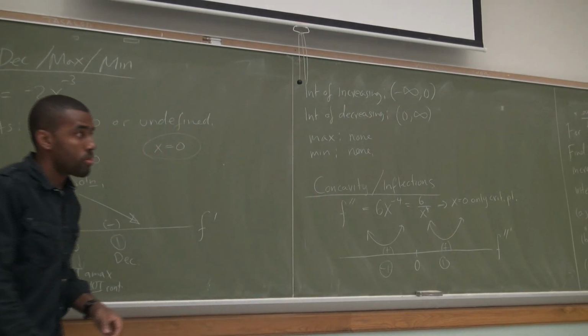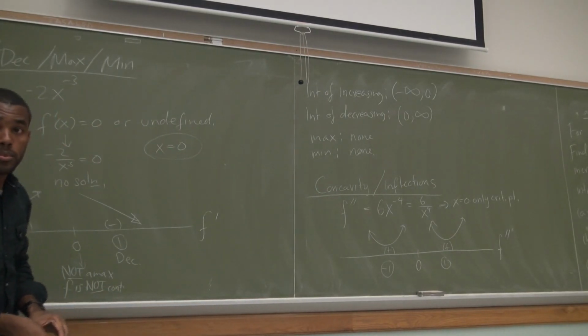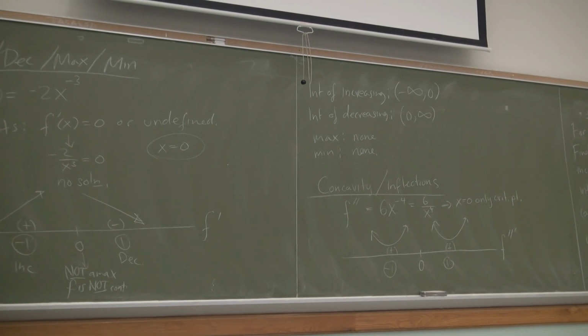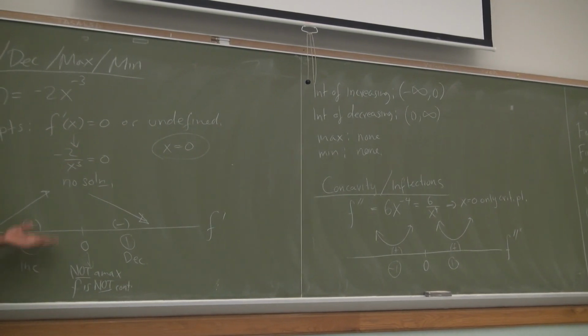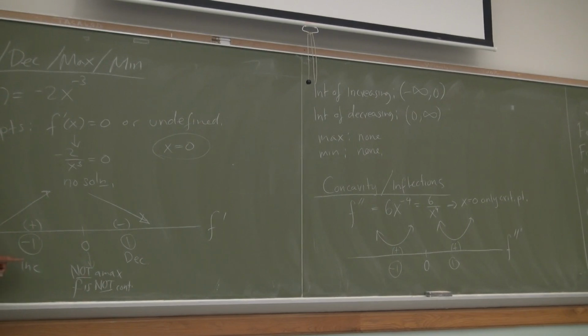Wait, for the first derivative, if both sides were increasing, would that be a max? No. It's a max if you're continuous here and you're increasing here, decreasing there. It's a min if you're decreasing and then increasing. Any other situation is nothing.